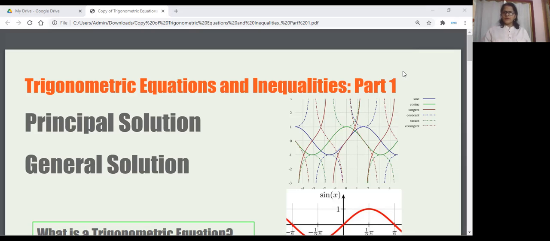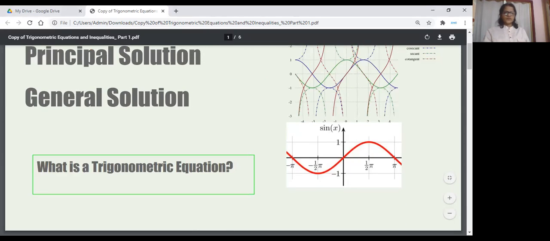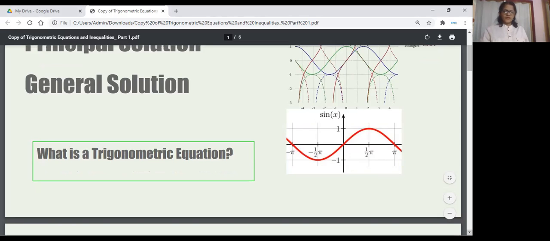Trigo inequalities are important for competitive exams, so later on I will be teaching you trigo inequalities also. In trigonometric equations, we will be focusing on what a trigo equation is, classification of trigo equations, solution of trigo equations and classification of solutions. In classification we will be discussing principal solution and general solution, and of course general solutions of some trigo functions. Okay, so let's begin the introduction part.